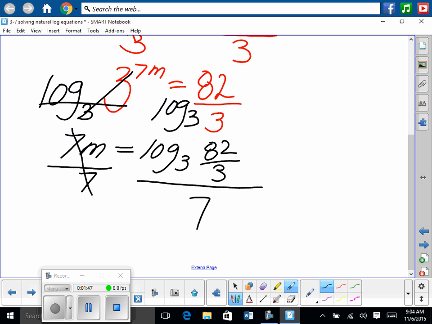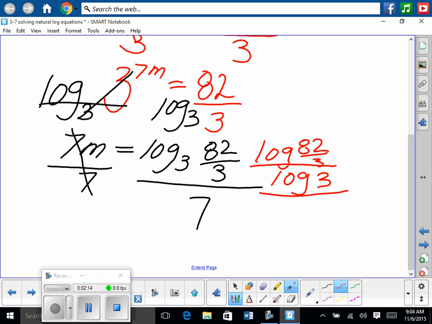You type it into your calculator. Oh, but to be able to type it into our calculator, up here we would have needed to use the change of base formula, which we can still do, right? So I probably would have done that first if I would have been paying attention. So we would have changed this first to be log of 82 thirds divided by log of 3, and that's over 7. Did everybody follow that? Sorry. I should have probably done that before I divided by 7, so I didn't confuse anybody.